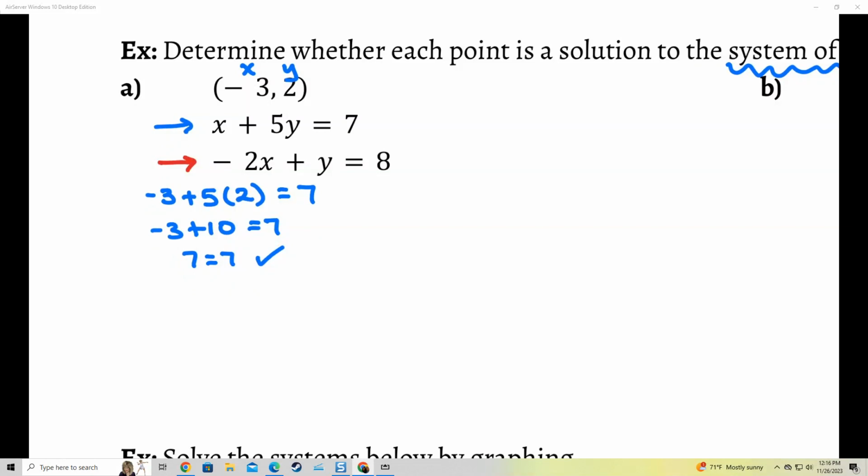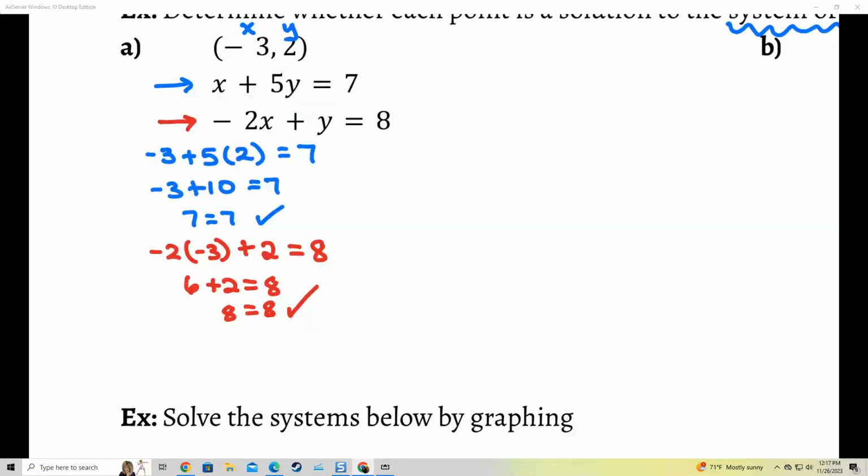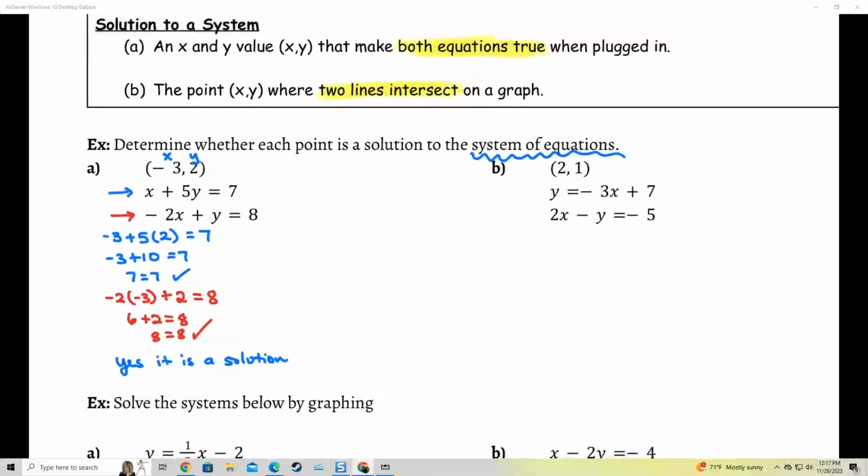Over here, I got a negative 2 times my x. My x is negative 3. Plus my y, which is just 2, is equal to 8. That's going to be a positive 6 plus 2 equals 8. That means an 8 equals an 8. And guess what? That works as well. Since it worked for both equations, the (-3, 2) worked for both equations, I get to say that yes, it is a solution. It worked for both equations. All right, so that takes care of my first one.